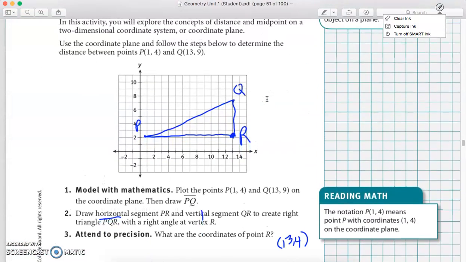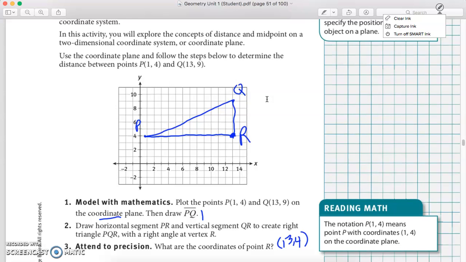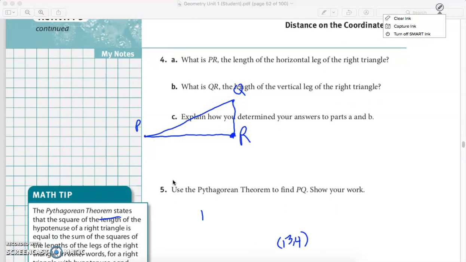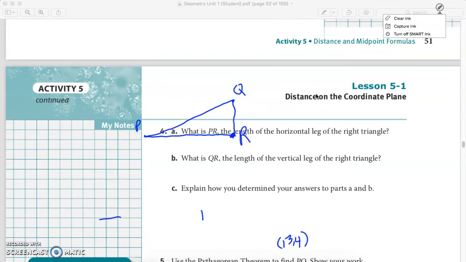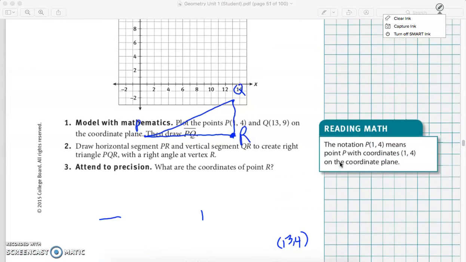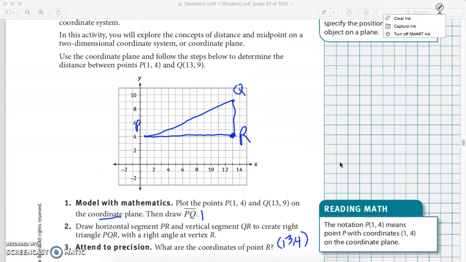So go ahead and pause the video and give number 4 a try. Okay, so part A says, what is PR? The length, remember PR without a line over it means the distance between P and R. So that's the length of the horizontal leg of the right triangle. And what is QR? The length of the vertical leg. So they're asking you how long are those 2 segments. From P to R, how far is that? And from Q to R, how far is that? So for PR, you should have gotten that the distance from P to R was 12. And from Q to R, you should have got that the distance was 5.